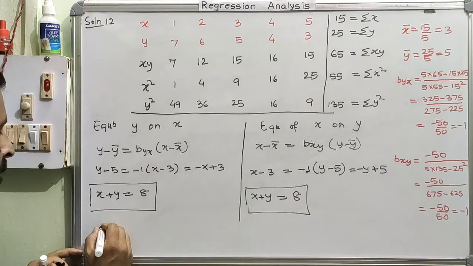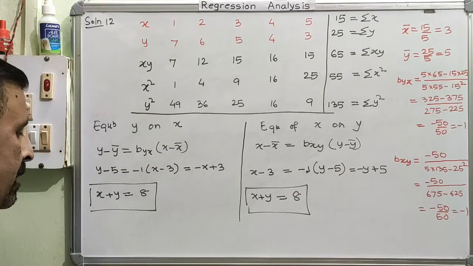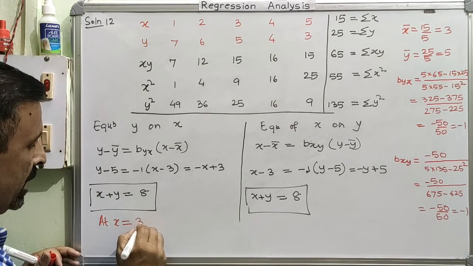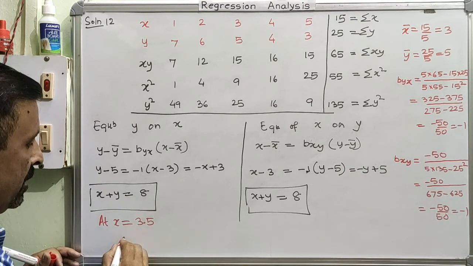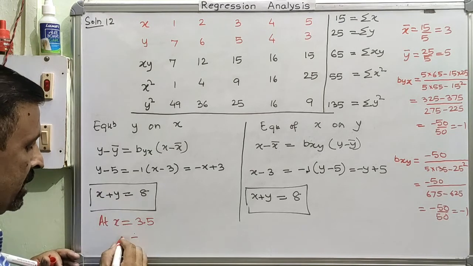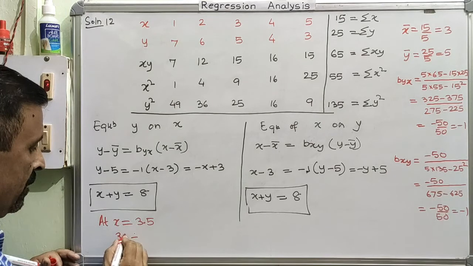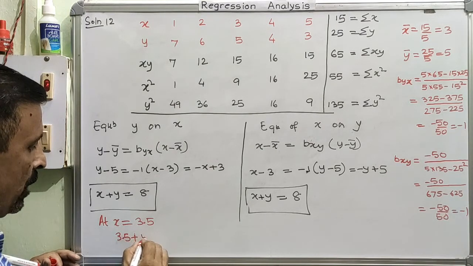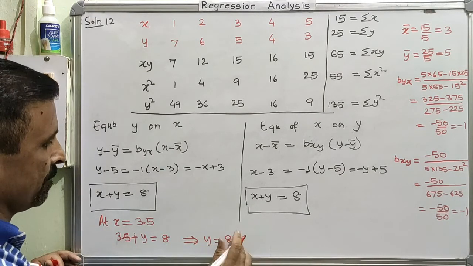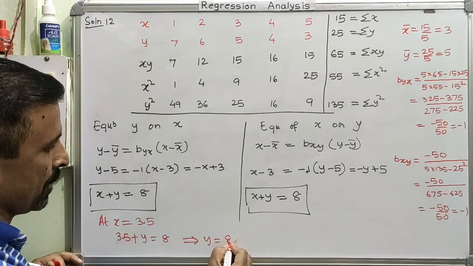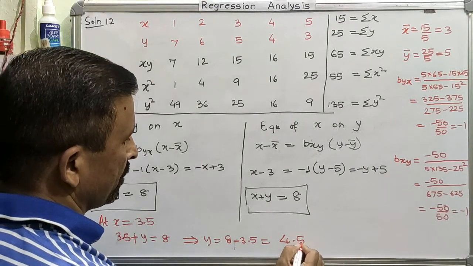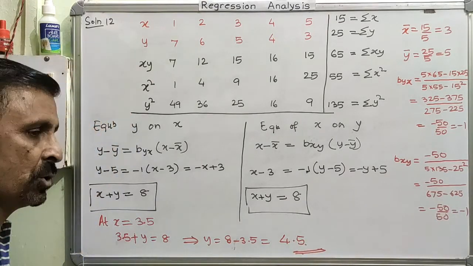So when x is equal to 3.5, right? We are putting in this equation, or this equation, both is same only. 3.5 plus y is equal to 8. This implies your y is equal to 8 minus 3.5, and therefore your answer is 4.5. So this is the completion of your question number 12.